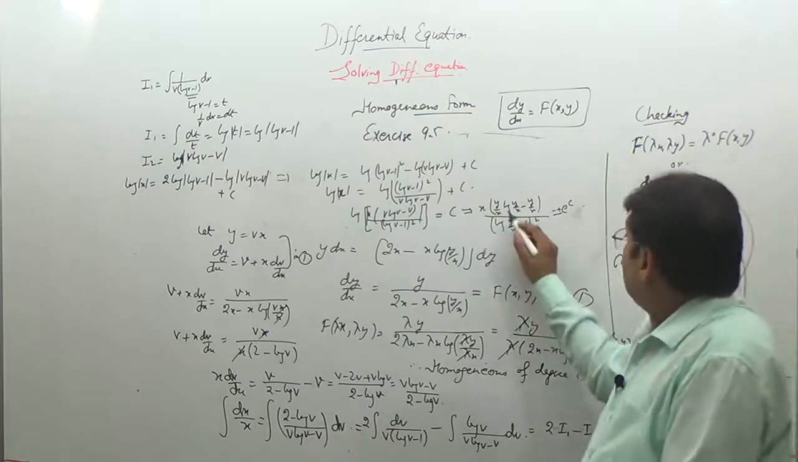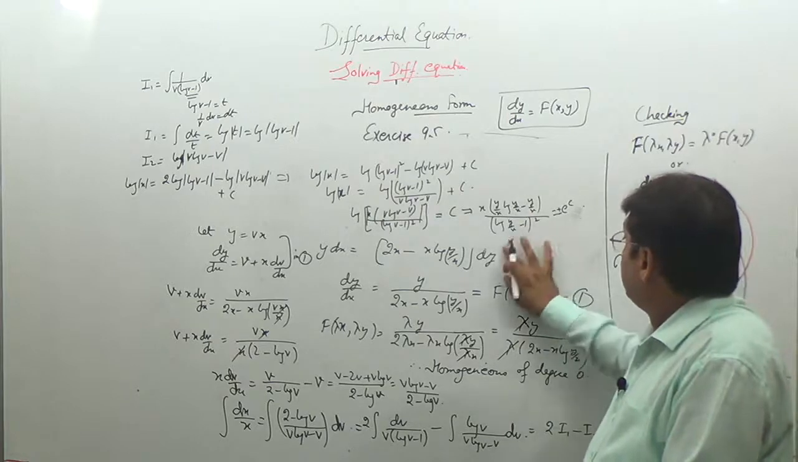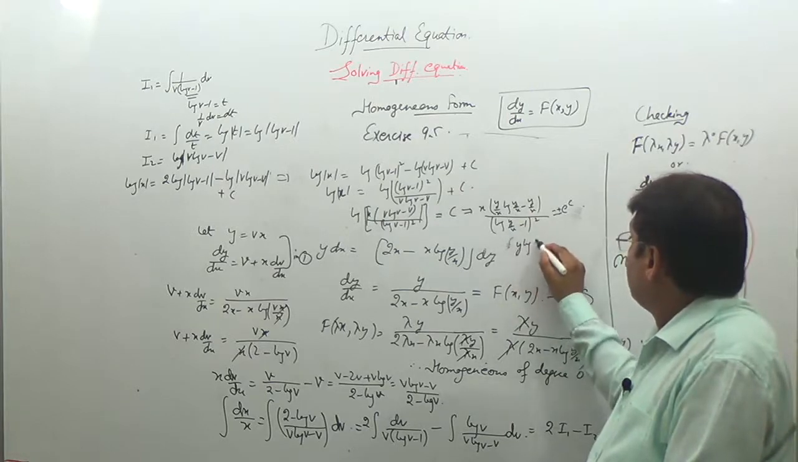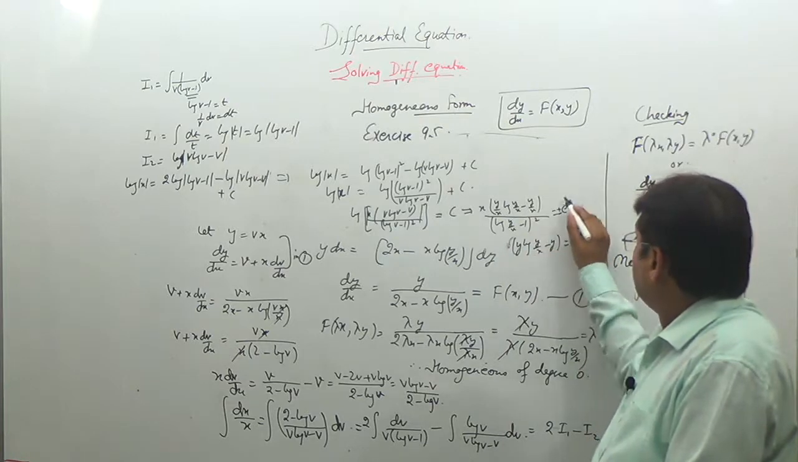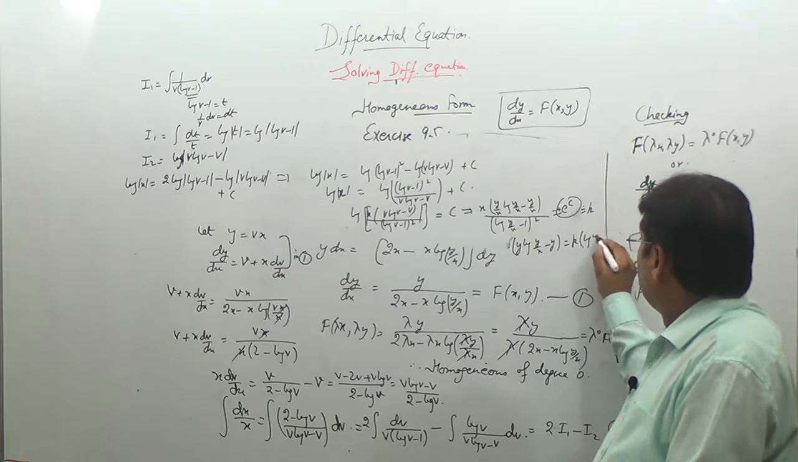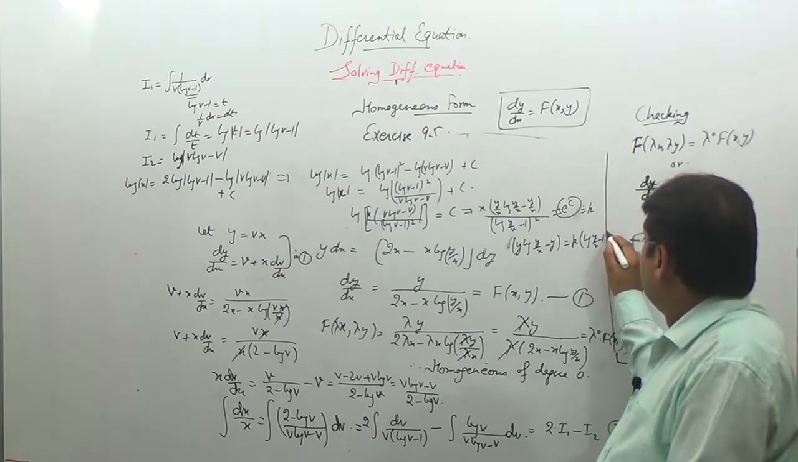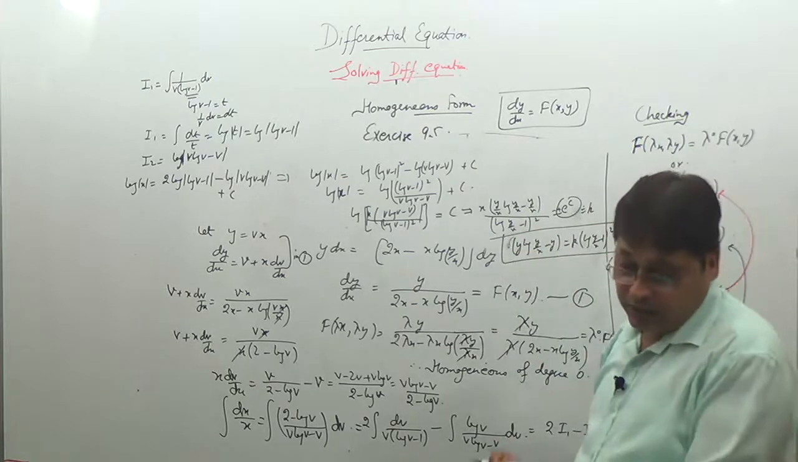Now your answer is x can be cancelled, so you will be left with y log of y upon x minus y is equal to, this can be taken as k, k times log of y upon x minus 1 whole square. This can be your answer.